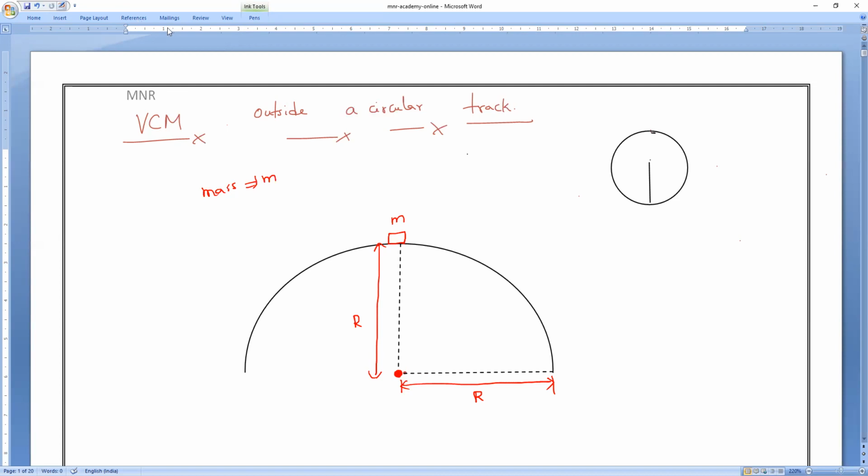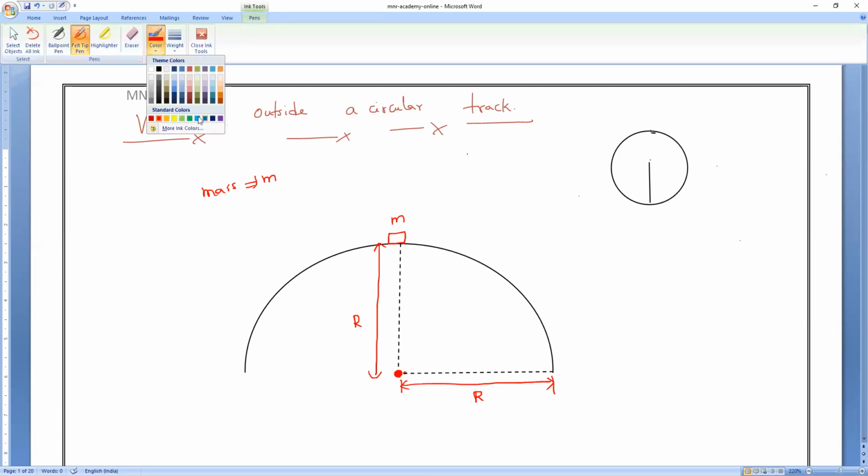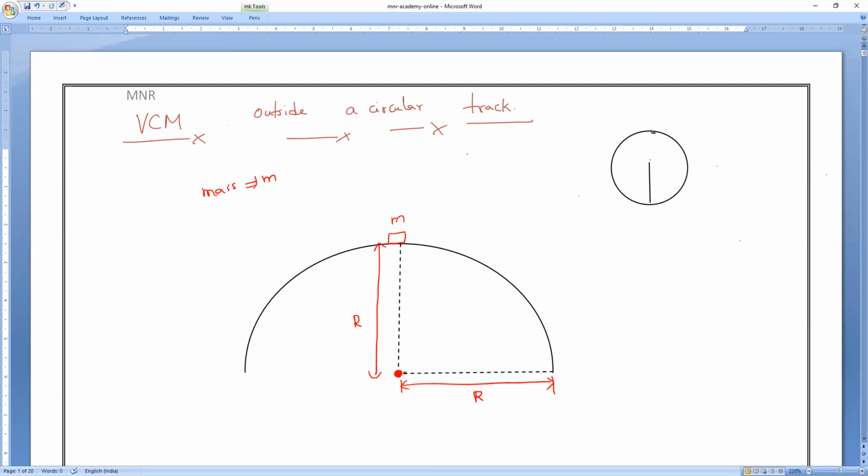And let me take this point as A. I'll use different pens. Please, you also mark it. What is this point, everybody? Point A. Now let us consider that the body already has some initial velocity U. The initial velocity is not equal to 0. So how much initial velocity does the body already have, guys?